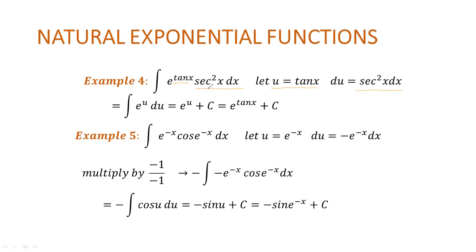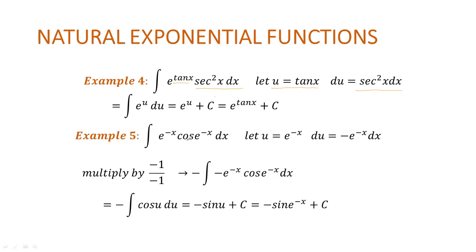e^u du. So you just copy e^u plus C, because the integral of e^u du is e raised to u. Now, number 5, it's e raised to negative x, the cosine of e raised to negative x dx.